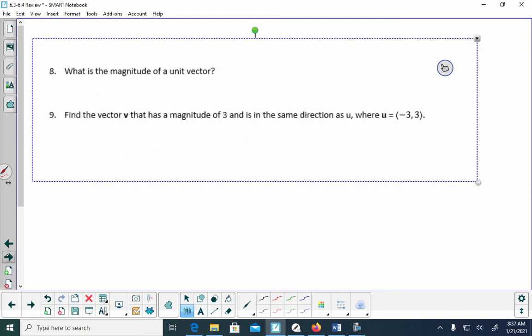Number 8, what is the magnitude of a unit vector? Well, the word unit means 1. So the magnitude of a unit vector is 1.